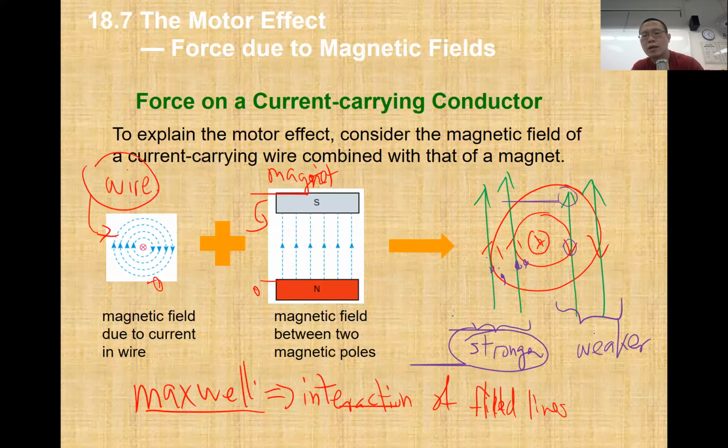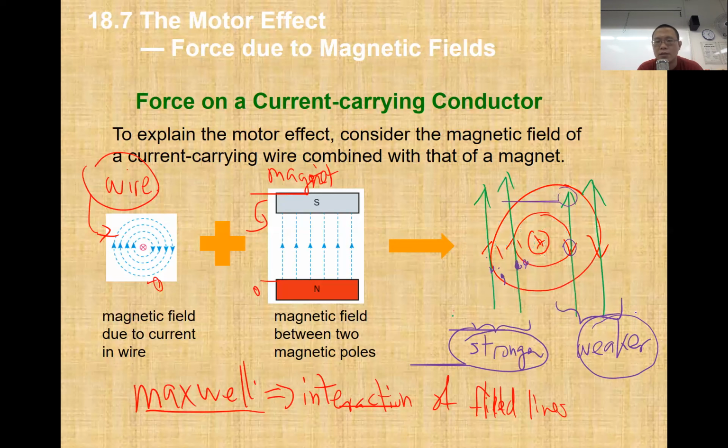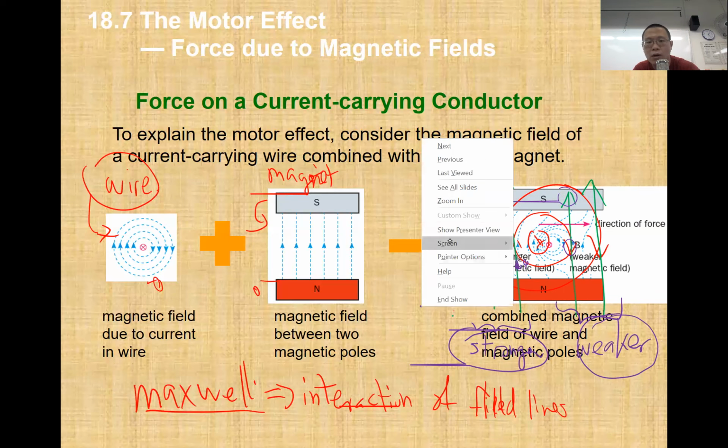And the resultant field line on the right side here will be weaker. So you will have one side strong and one side weak. And what is the outcome of this? You will have a final set of field lines which look like this. Because remember, the left side is strong and the right side is weak.